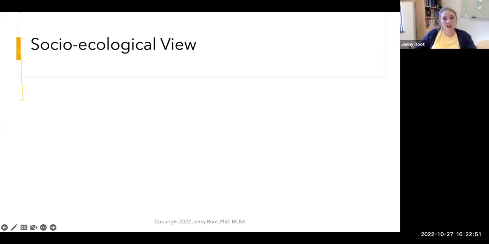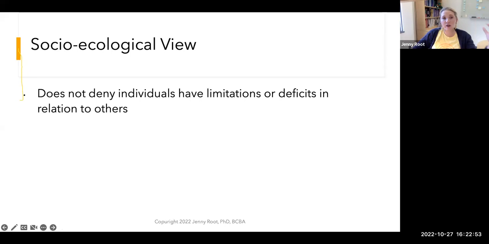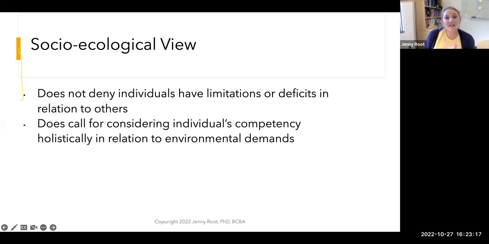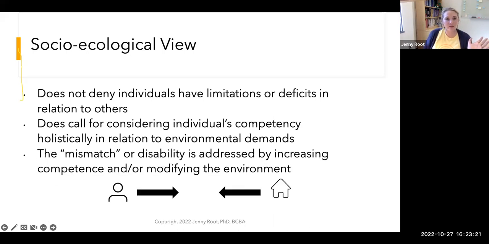So what the socioecological view of disability does in a strengths-based approach, first of all, it does not deny that individuals have limitations or deficits in relation to others, right? There are disabilities. So we're not pretending that because there's this view that if you just make the environment accessible enough, there really won't be disability. And I don't subscribe to that belief.